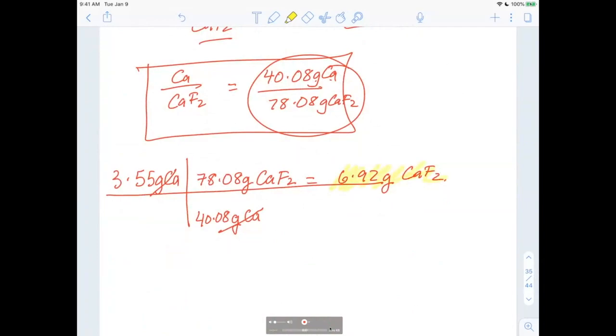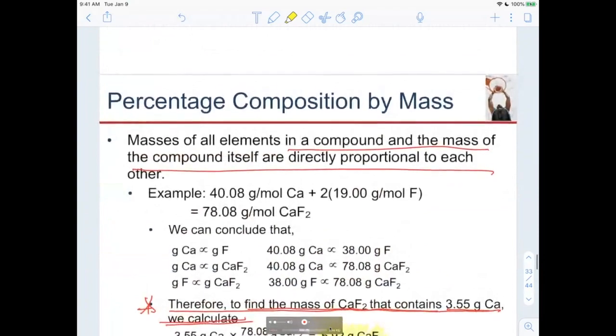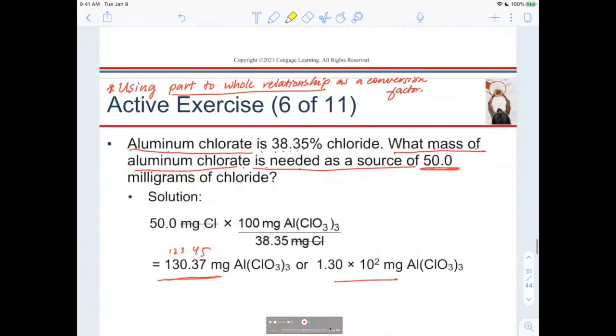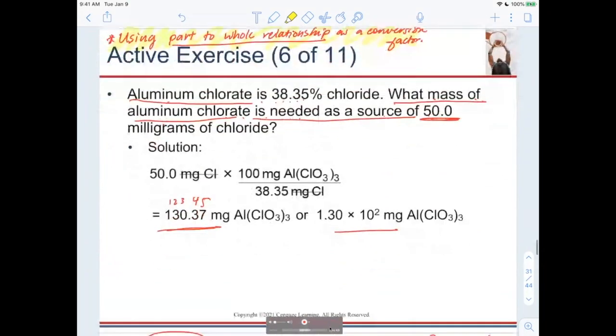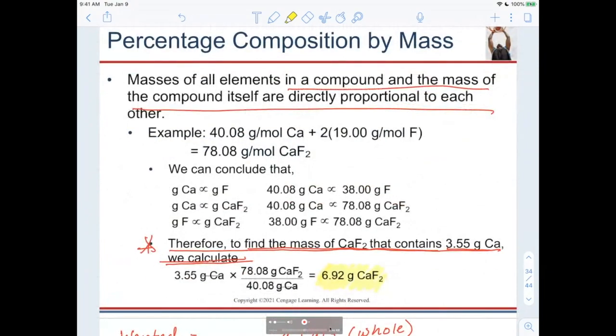Once again, the part to whole relationship can be used as a conversion factor. We did that here, using a part to whole as a conversion factor. They did it again over here in the mixture of all of this stuff. The purpose of all of this was just to say there is a part to whole relationship and it can be used as a conversion factor.